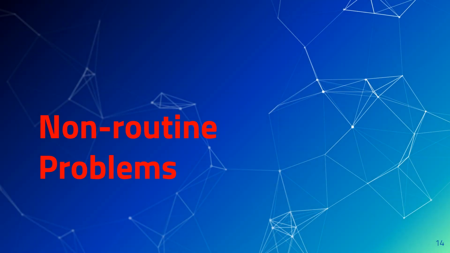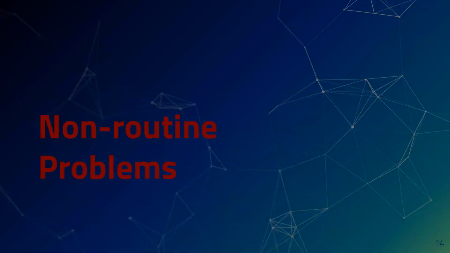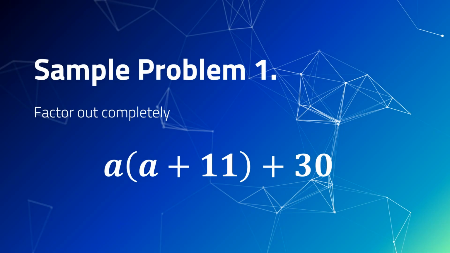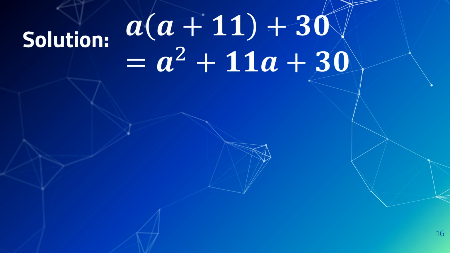We have some problems which I think are different from the given examples, but we can actually apply the concept to this type of problem. So we have to factor out completely a times the quantity a plus 11 plus 30. First we get the simplified form by distributing a to the two terms inside the parentheses. And that is the same as a squared plus 11a plus 30. So a squared plus 11a plus 30 is a trinomial in the form x squared plus bx plus c, wherein the leading coefficient is 1.